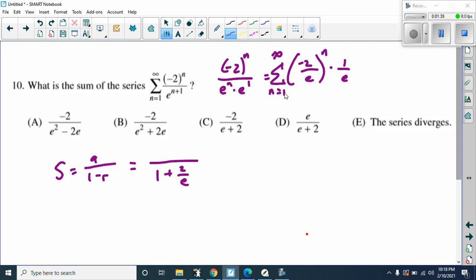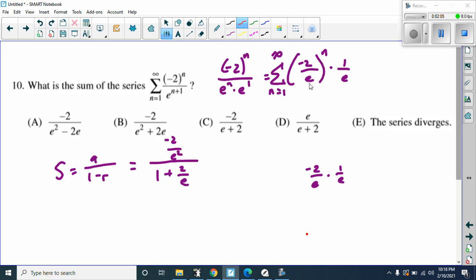Our first term, if I plug in 1, I would get -2 over e times 1 over e. So my first term is -2 over e squared. And then we want to try to match it up with one of these. Notice also that the option of the series diverging is in there. This formula only works if the series is converging.